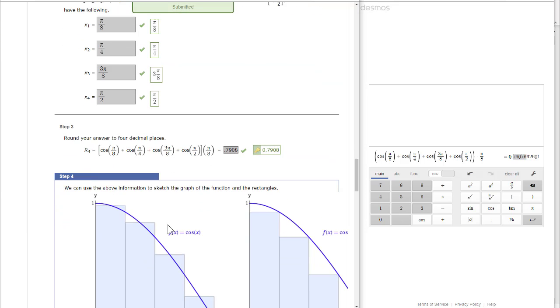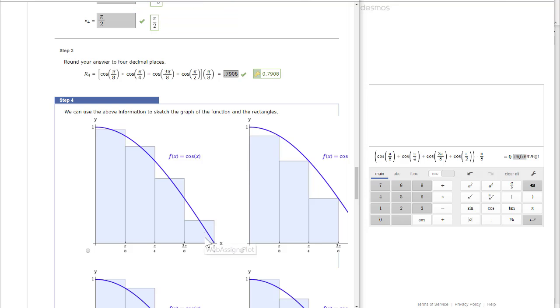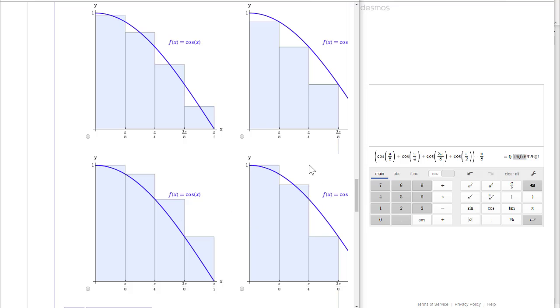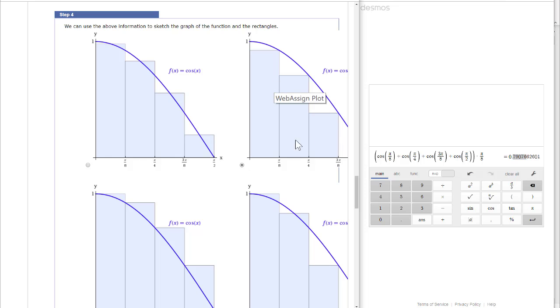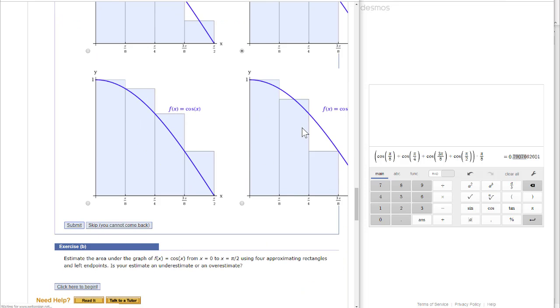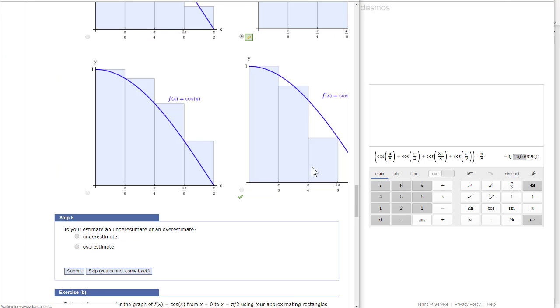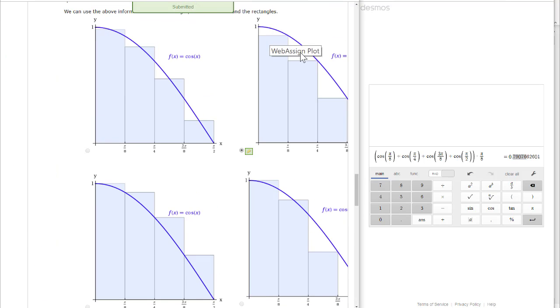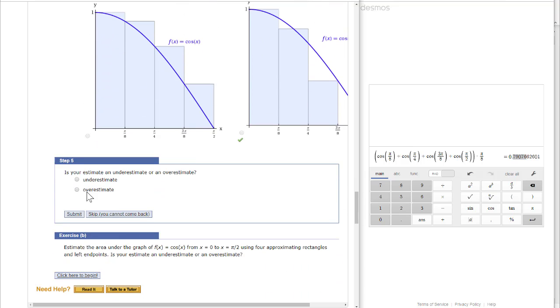All right, so what is the graph of this going to look like? We're using the right-hand endpoints, so for the first rectangle we're giving it a height of cosine pi over 8. And then our second rectangle, we're giving it a height of cosine pi over 4. So I think it's not any of these ones. I think it's going to be this second choice. And we'll go ahead and submit that, and then, if that's our choice, it clearly looks like an underestimate. So this is an underestimate.